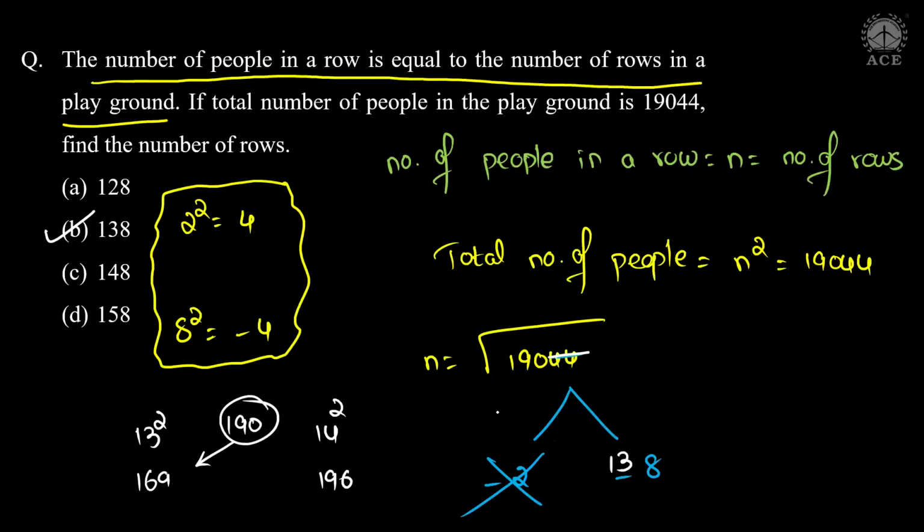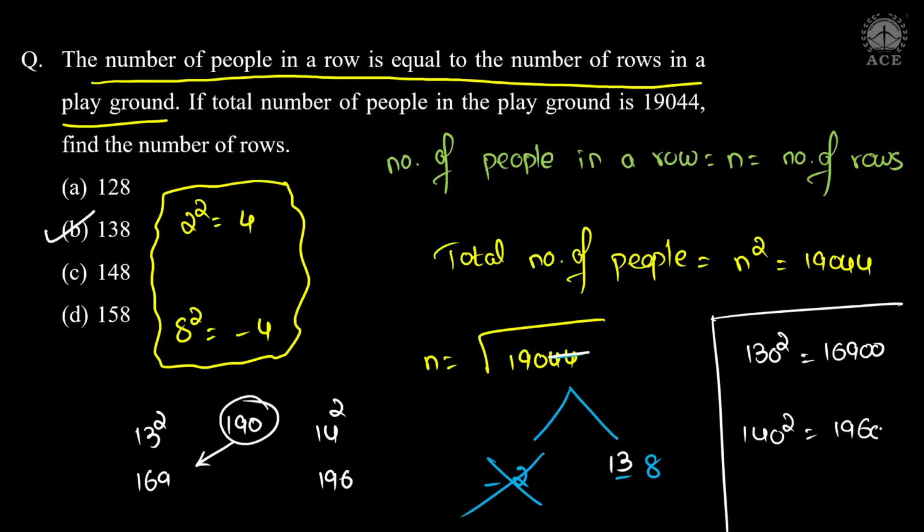Or else, the other trick to check this type of question, if you don't know the square root also, my dear friends: 130 square is 16,900. 140 square is 19,600. In the question, 19,044 is there. That is less than 140 square, so it is close to that.